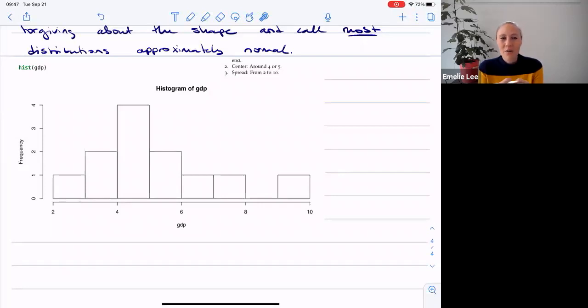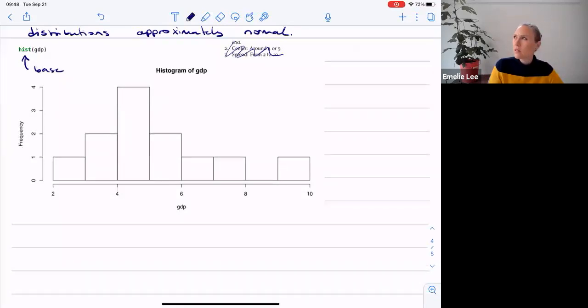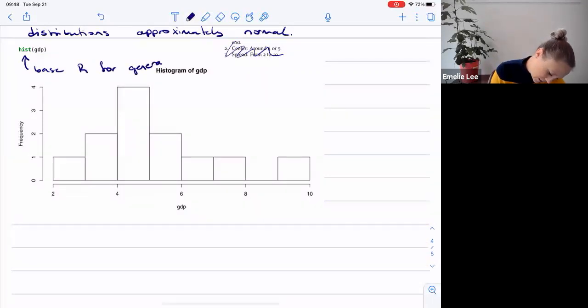And so depending on what other courses you're taking, you might be learning ggplot. ggplot is way more sophisticated for building plots, and it basically takes a layered approach. So first we lay out the axes, and then we lay out the data, and then we kind of tweak it to look beautiful. I'm just gonna scribble that out so it's not confusing. But this is base, I just call it the base function. Base R for generating a quick histogram.